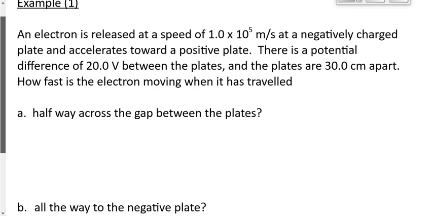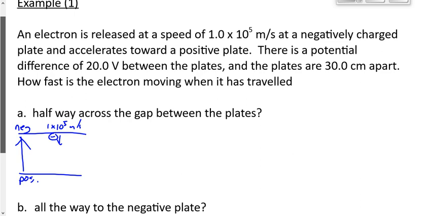Let's draw a picture here, okay? Here is a negatively charged plate. Here's a positively charged plate. That causes the electric field to go upwards from positive to negative. We release an electron right here with an initial speed of 1 times 10 to the 5 meters per second. That electron is moving against the field.